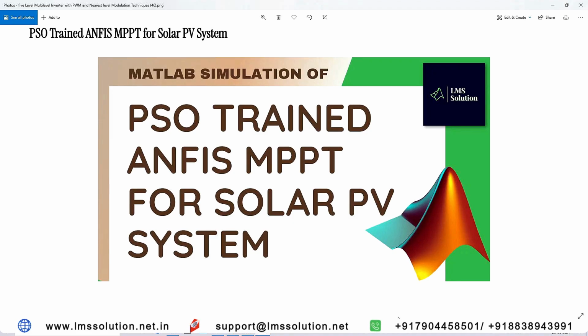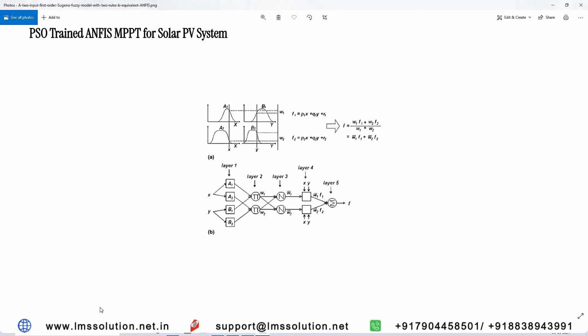So I'm going to open that structure of ANFIS. This is the structure of ANFIS, that means Adaptive Neuro-Fuzzy Inference System. ANFIS has 5 layers: layer 1, layer 2, layer 3, layer 4 and layer 5. In layer 1 you have to distribute the input with the membership function, and in layer 4 you have to do some calculation by using this formula. That means F1 equals P1 x1 plus Q1 y plus R1.